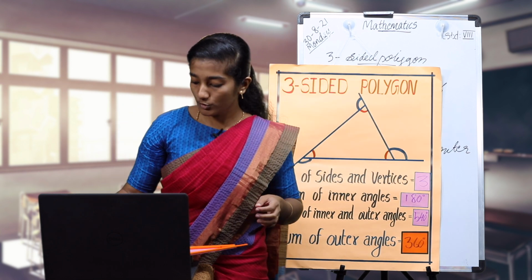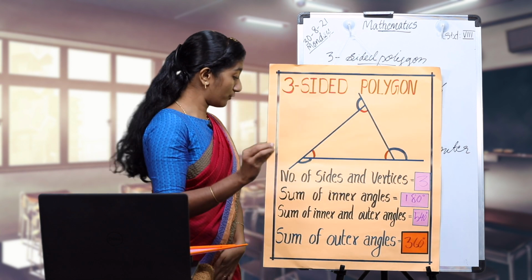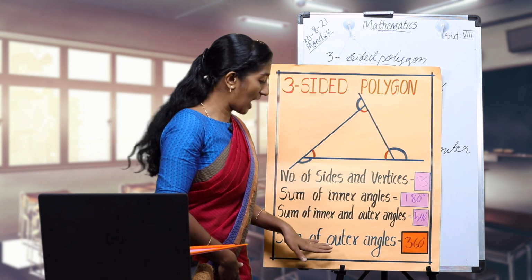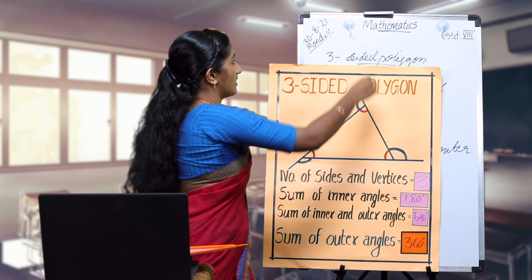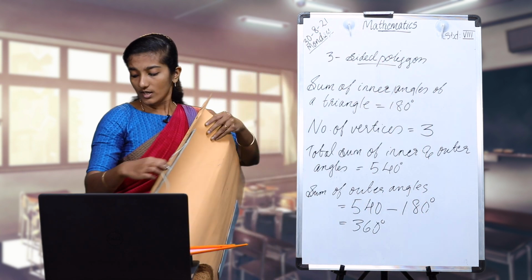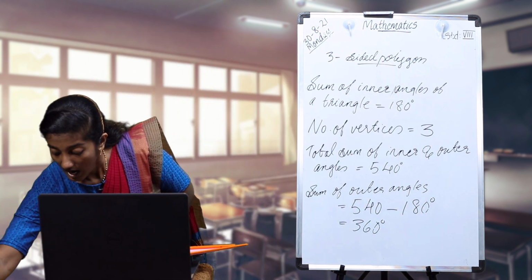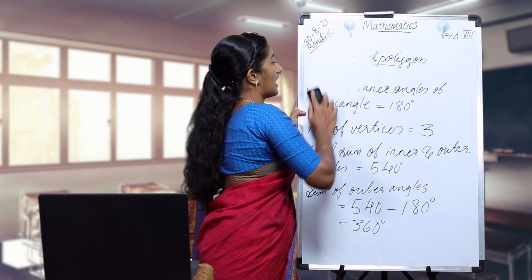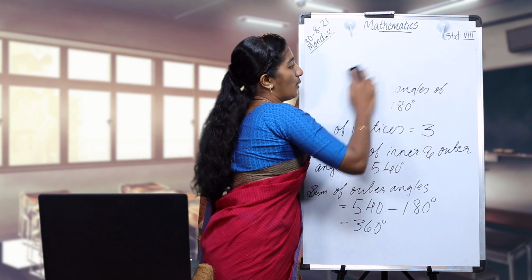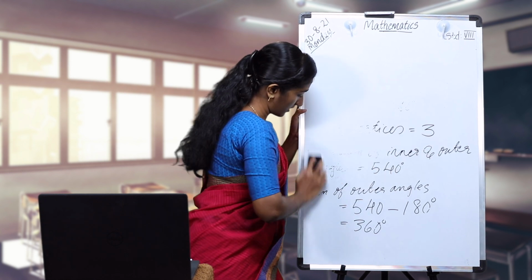Okay, do you understand how to find the sum of outer angles of a three-sided polygon? Okay, then you can find the sum of outer angles of a four-sided polygon, a five-sided polygon and also a six-sided polygon. Do it as homework.